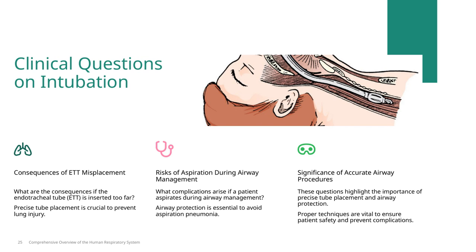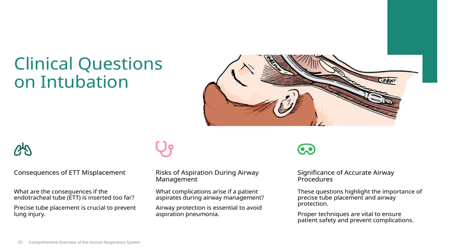Moving on to the consequences of endotracheal tube, or ETT, misplacement. Specifically, if the tube is inserted too far. When the ETT goes too deep, it might enter a mainstem bronchus, usually the right, causing only one lung to be ventilated. This not only compromises oxygenation, but can also cause lung injury or trauma. Precise tube placement is therefore vital to ensure both lungs are properly ventilated and to prevent injury.